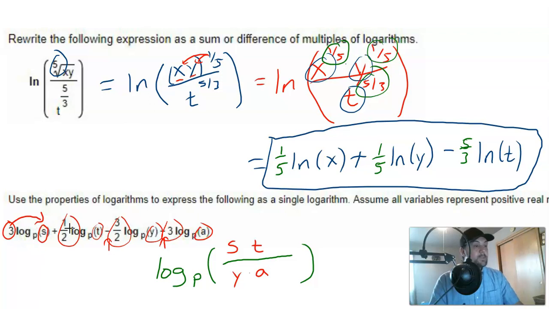So 3 becomes an exponent on the s, 1/2 becomes an exponent on the t, 3/2 becomes an exponent on the y. Do not include the negative with that because we already dealt with the negative sign. The negative sign is why the y is in the denominator. So we don't also want to use the negative sign on the exponent as well. So you can't use it both times. So we already used the negative sign to put the y in the denominator, so we don't need to use it again for the exponent. And so the exponent will just be 3/2 on the y, and the exponent will just be 3 on the a. And this will be my final answer.